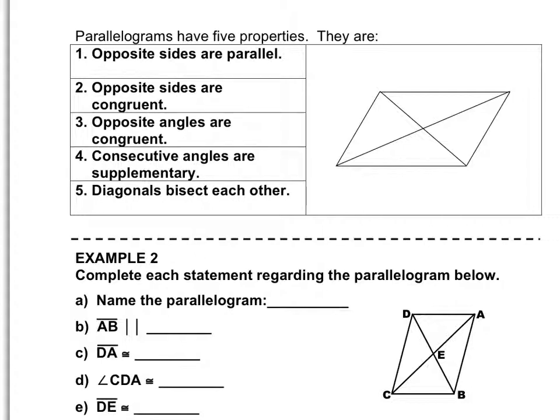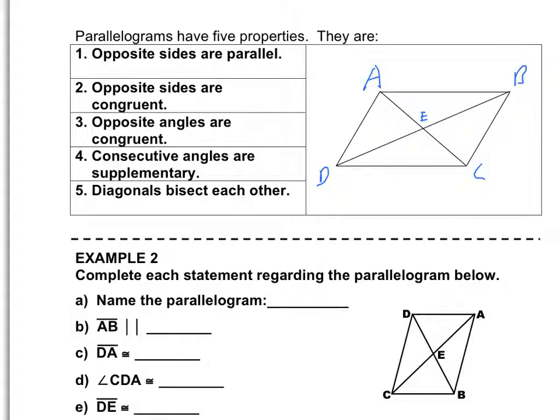So the opposite sides. Remember, our opposite sides are the ones that are across the shape from each other. Let's name this real quick. Let's say A, B, C, and D. And this inside point right here, we'll call it E. This is the inside point where the 2 diagonals meet. All right, so opposite sides are parallel.